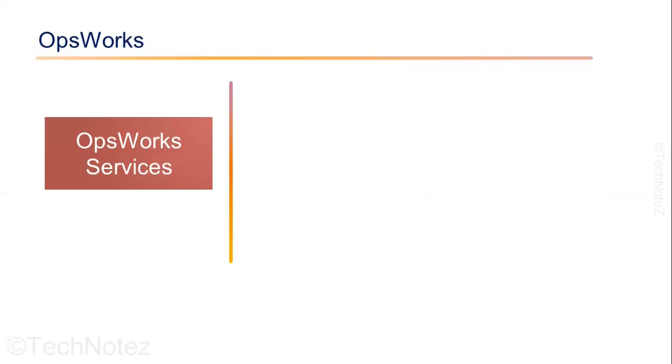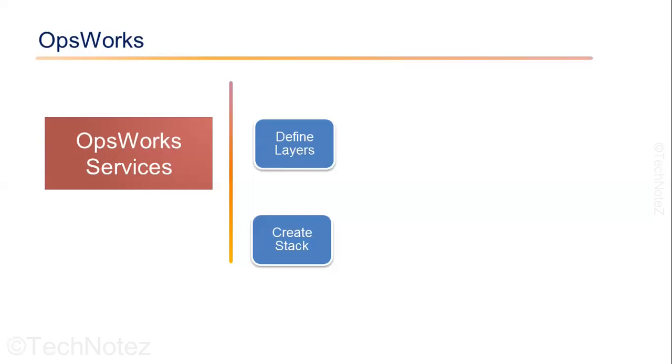The OpsWorks workflow consists of the following steps. Creating a stack. Use the AWS Management Console, CLI, or SDK to create a stack. A stack defines the AWS resources that your application requires, such as EC2 instances, load balancers, and RDS instances. Define the layers. Define the layers that your stack will contain, such as web server, application server, and database. Each layer contains one or more instances that run the software for that layer.